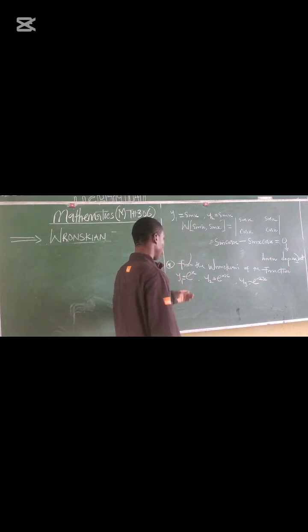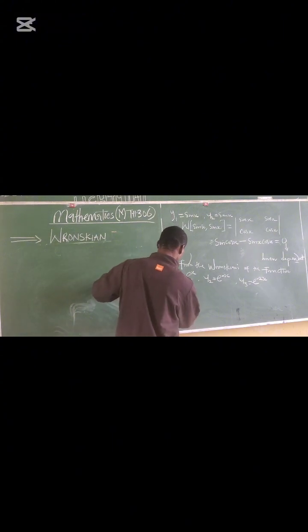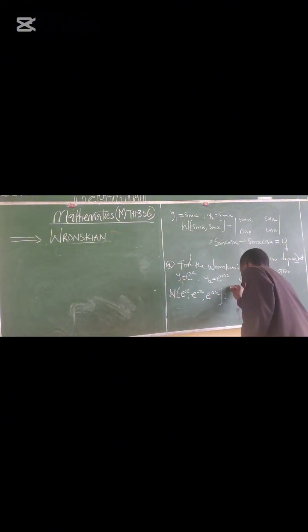Alright, so if you check very well, we have 3 functions here, 1, 2, and 3. So we are going to form a 3 by 3 determinant. So this will be the Wronskian of exponential x, exponential minus x, and exponential minus 2x. Alright, so this is going to give us a determinant. The first one is exponential x, the second one is exponential minus x, the third one is exponential minus 2x.